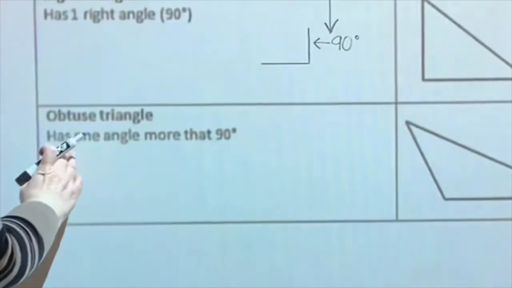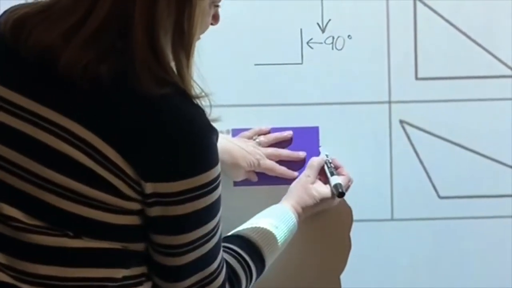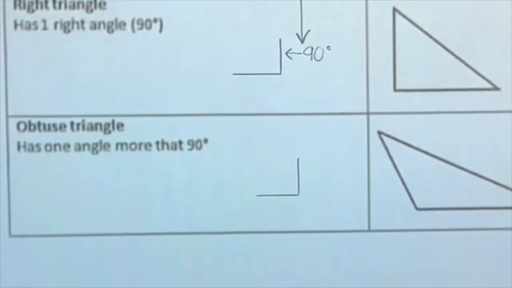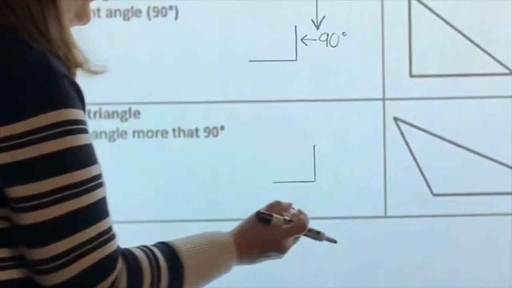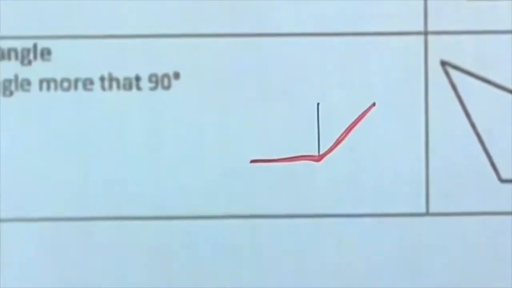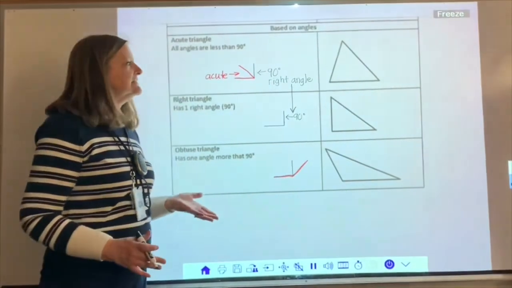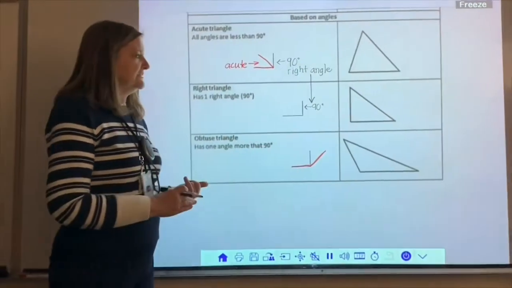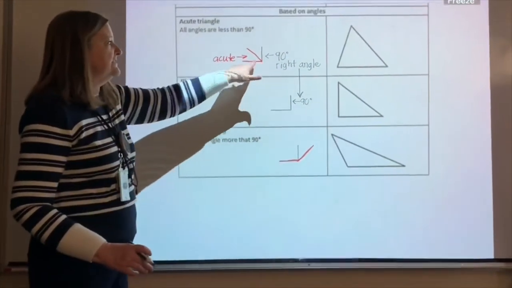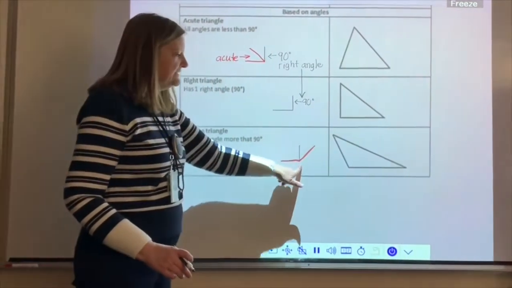And an obtuse triangle has one angle more than 90 degrees. So again, we're going to use the 90 degree as our basis. This is our 90 degree angle, and an obtuse angle is more than that. So it's going to be greater than the 90 degrees. As you can see from this, the 90 degree is our basis of determining if something is acute, right, or obtuse. If it's less than the 90 degrees, it's acute. If it's exactly 90 degrees, it's a right angle. If it's more than 90 degrees, it's obtuse.